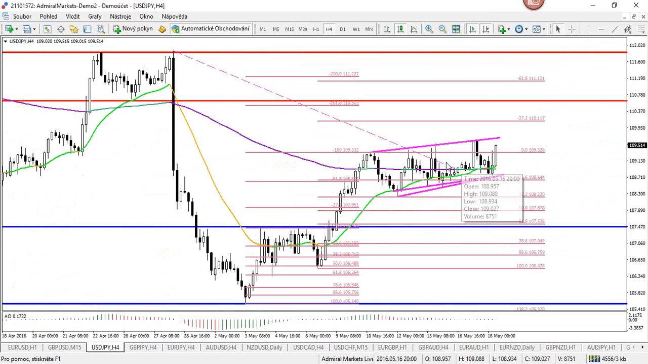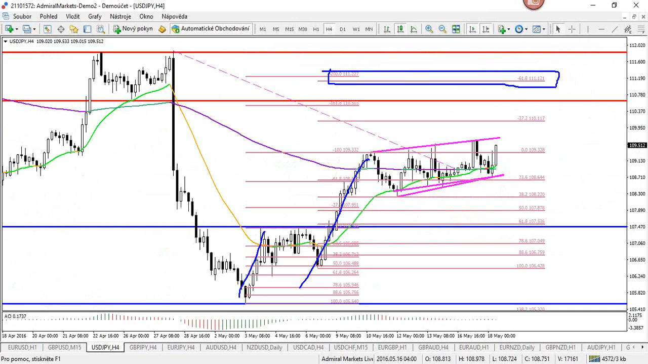If it did stay within the channel, right? Channel's still intact. And basically, I think that there's a good chance of price now getting up to the targets here. I have two fibs on, the first swing and the second swing. All right, and you can see that 111 seems to be a good confluence.